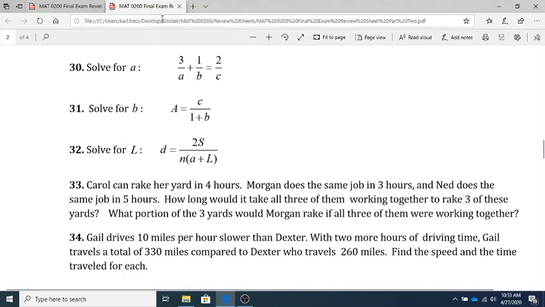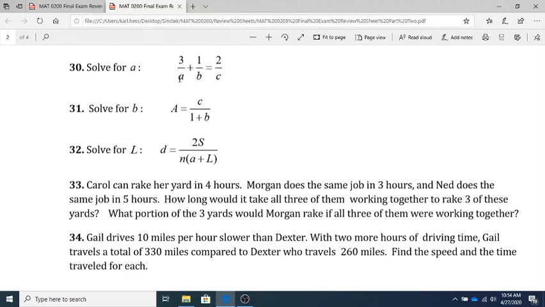Alright, so in problem 30 it says solve for A. Now this one is just a little bit different in that there are several letters in this equation. So this is really a formula that is giving us a relationship between whatever the quantities A, B, and C are. The problem doesn't really give us any context, but this is the type of formula that gets used in circuit theory quite a bit to compare resistances and capacitances.